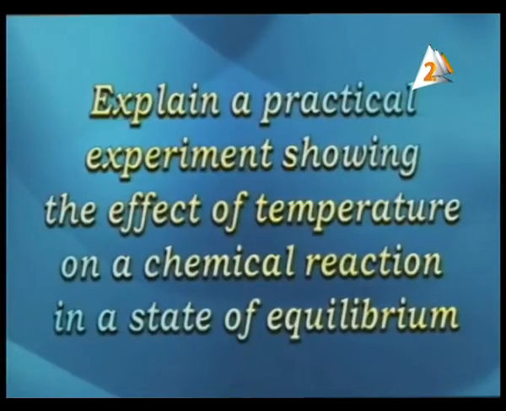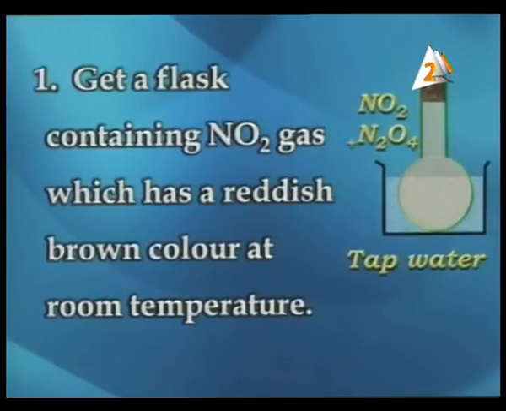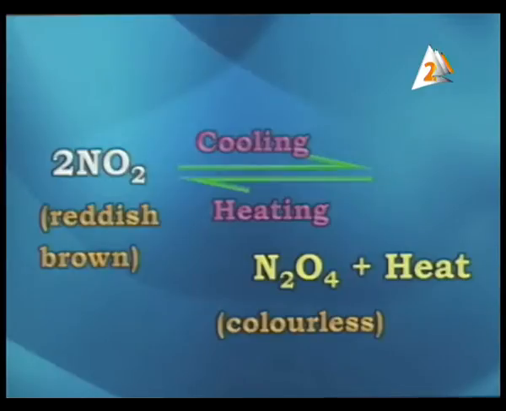Next type of question, my dear student. Explain a practical experiment showing the effect of temperature on chemical reaction in a state of equilibrium. As shown on the screen, get a flask containing nitrogen dioxide gas which has reddish brown color at room temperature. As the equation proceeds, my dear student, 2NO2 that has reddish brown color gives N2O4 and heat in exothermic reaction.